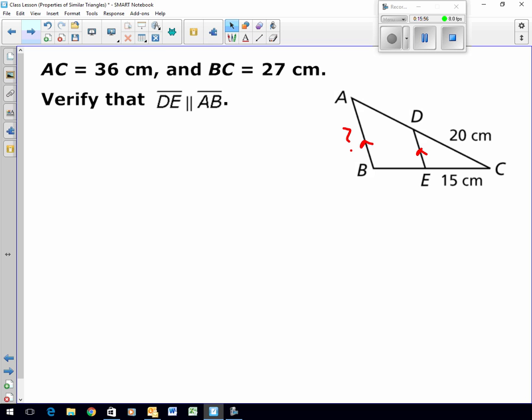All right, let's go from the very beginning. Let me make sure we understand it. What would verify, what would prove that those line segments are parallel? If the sides are what? Proportional. Not congruent, but proportional. For them to be proportional, right?